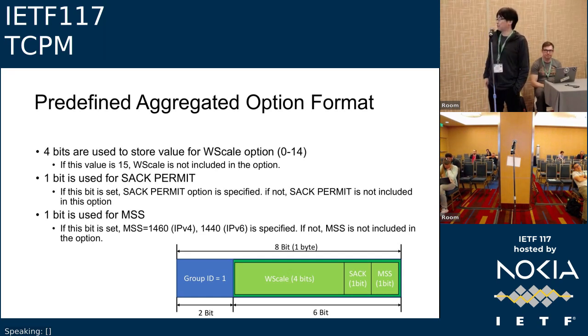Okay, and then the rest, one bit is used for SACK permit. If this bit is set, the SACK permit option is specified, because SACK permit is just 1 bit of information. So this is easy. If the bit is not set, SACK permit is not included in the option. Then, I know this is controversial, but in the current version, 1 bit is used for MSS. If this bit is set, it indicates as if MSS value 1460 is specified. In case of IPv6, MSS 1440 is specified. If this bit is not set, MSS is not included in the option.